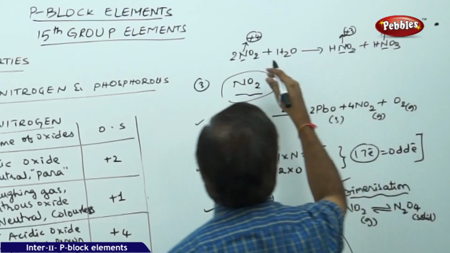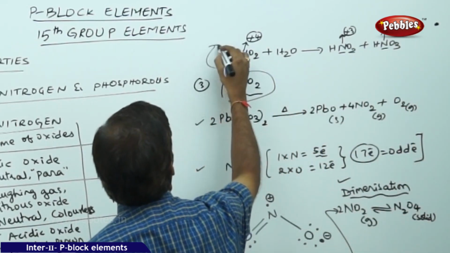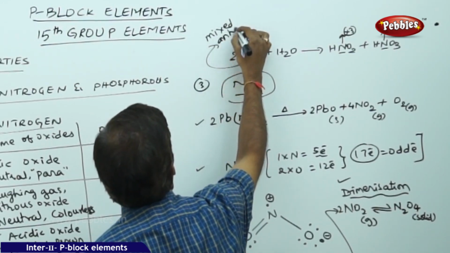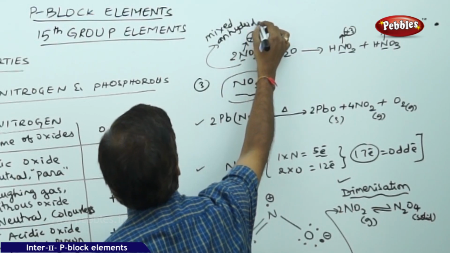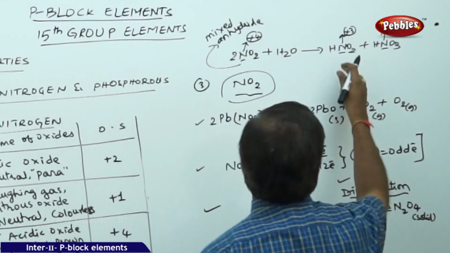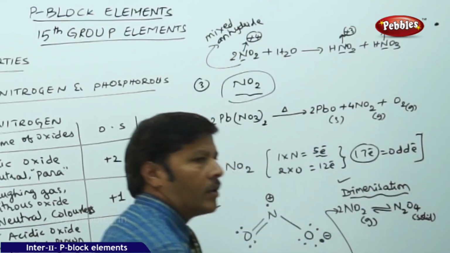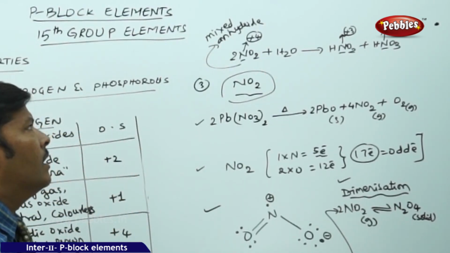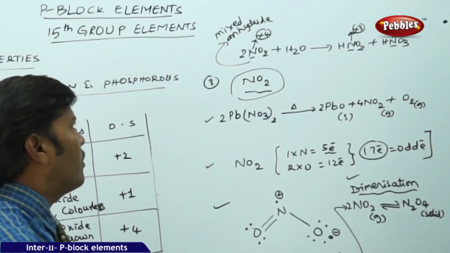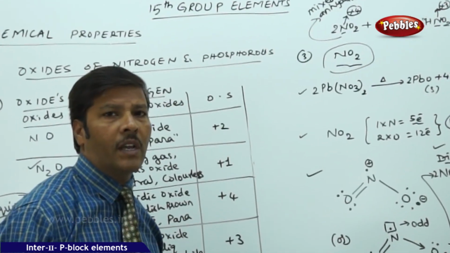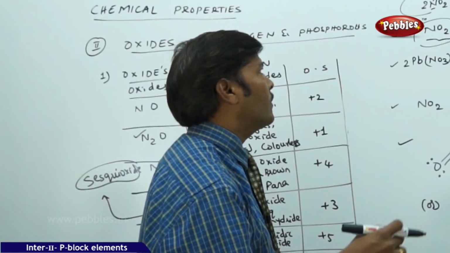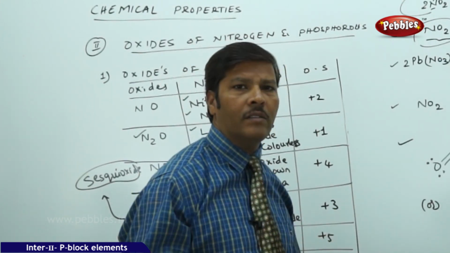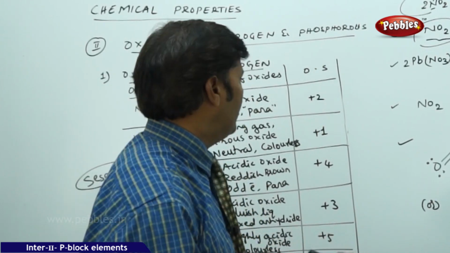So you can come to one conclusion that nitrogen dioxide is a mixed anhydride. It is a mixed anhydride of nitrous acid as well as nitric acid, because in nitrous acid we have the plus 3 oxidation state, and in nitric acid it is plus 5. Nitrogen dioxide has an oxidation state of plus 4, which is in between plus 3 and plus 5. That's why we can regard nitrogen dioxide as a mixed anhydride.